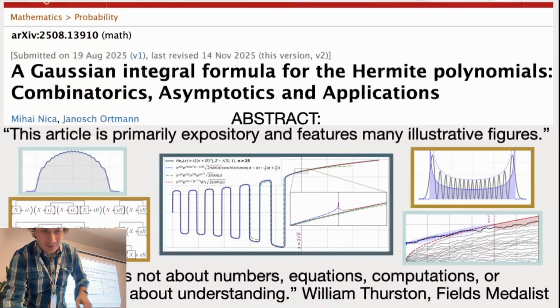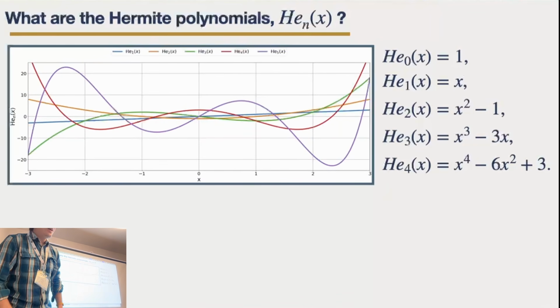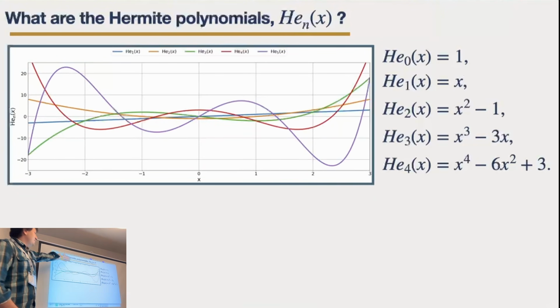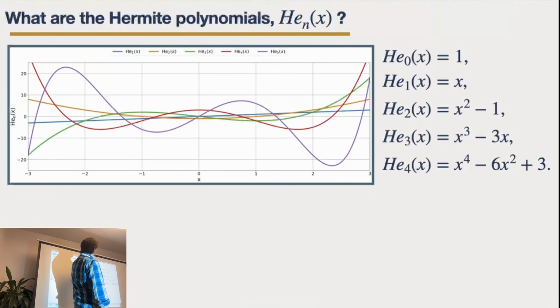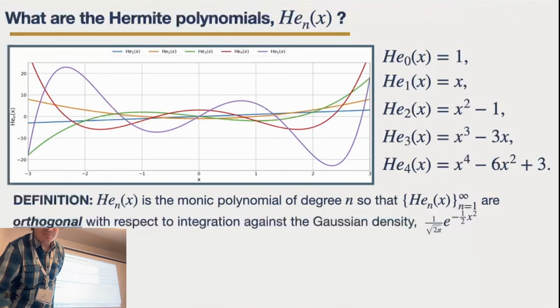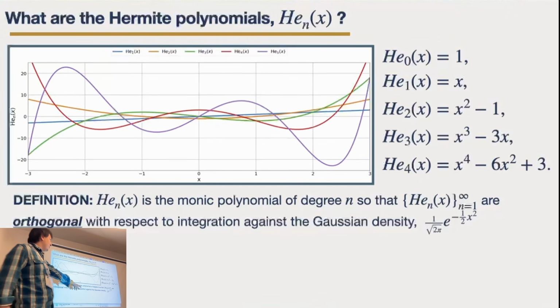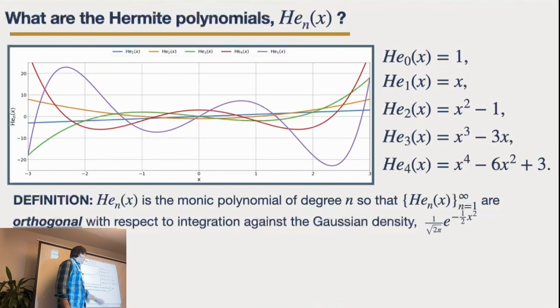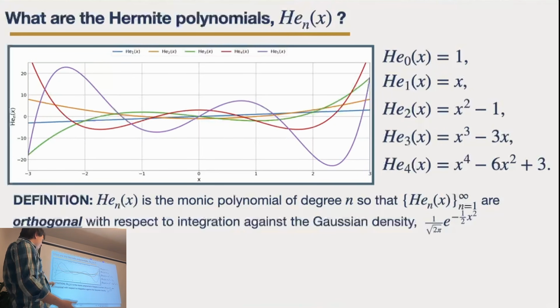Okay, first of all, what are the Hermite polynomials? Let's get that for people who have never seen it before. So there's some sequence of polynomials. Here's the first few. 1, then x, then x squared minus 1, then x cubed minus 3x. Here's some graph of them. What's the definition? They are the monic polynomials, so they always start with x to the n. And they are orthogonal with respect to integration against the Gaussian density.